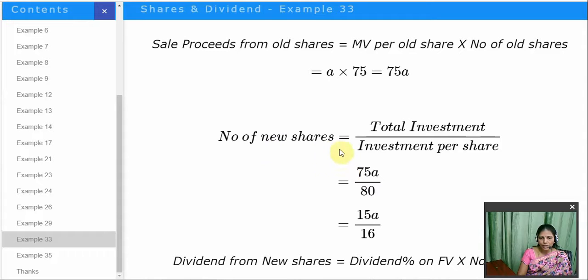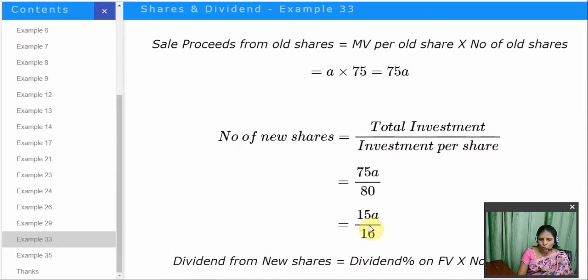The number of new shares is equal to total investment divided by investment per share. What is his investment? His sale proceeds, which we found here, 75A. That is the total investment, divided by the investment per share, which is 80. When you simplify, you get 15A by 16. So these are his new shares. He bought this many shares by investing his sale proceeds.